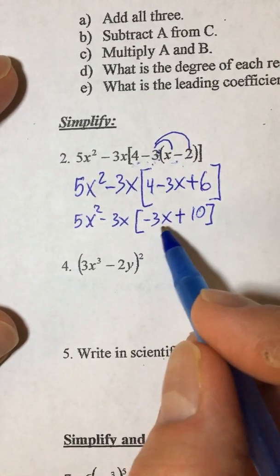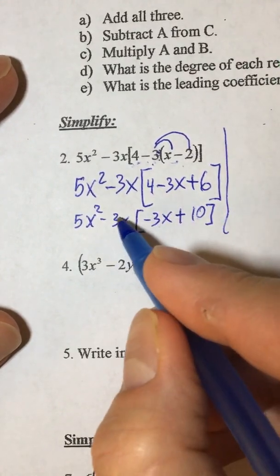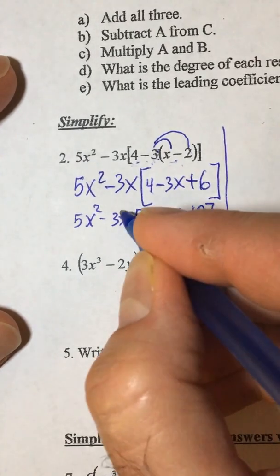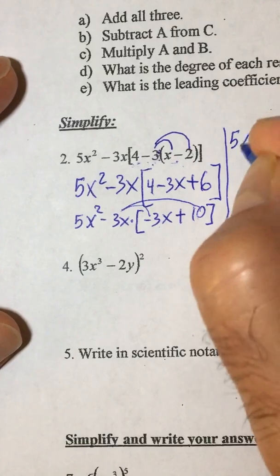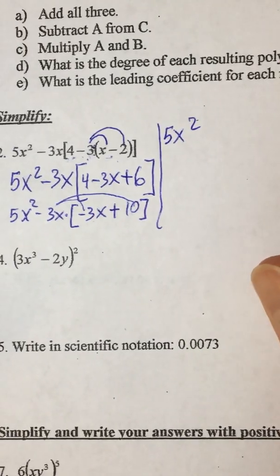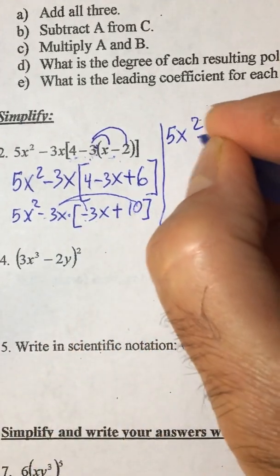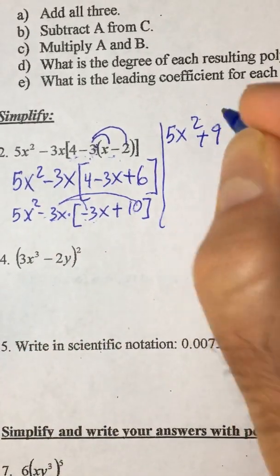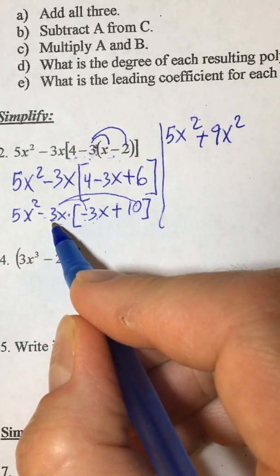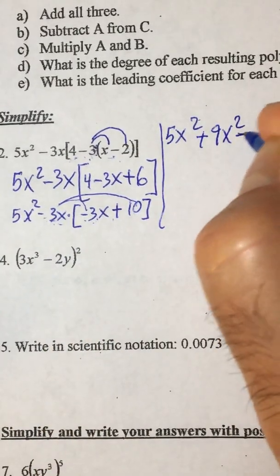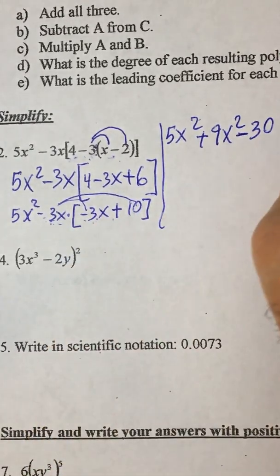Okay, so I'm done with simplifying inside the brackets. I can't do anything else because these are not like terms, these two. So now I'm going to distribute, because you see this -3x is being multiplied by this quantity, so I'm going to distribute that. So I'm going to write 5x squared. Now, minus times a minus, that's a positive. 3 times 3 is a 9. X times x is an x squared. And then -3, the negative times a positive is a negative. 3 times 10 is 30, and x.